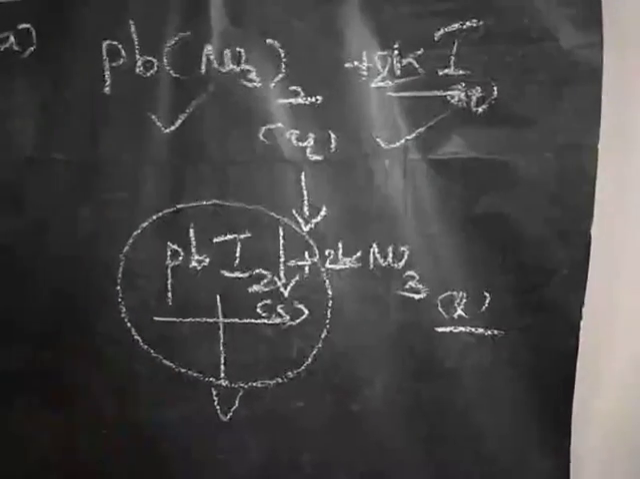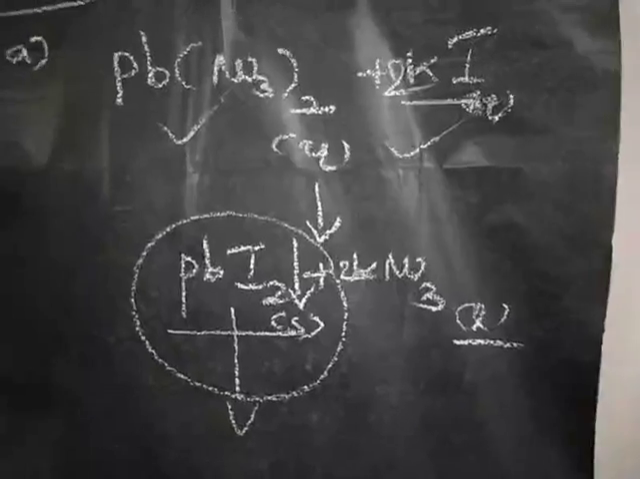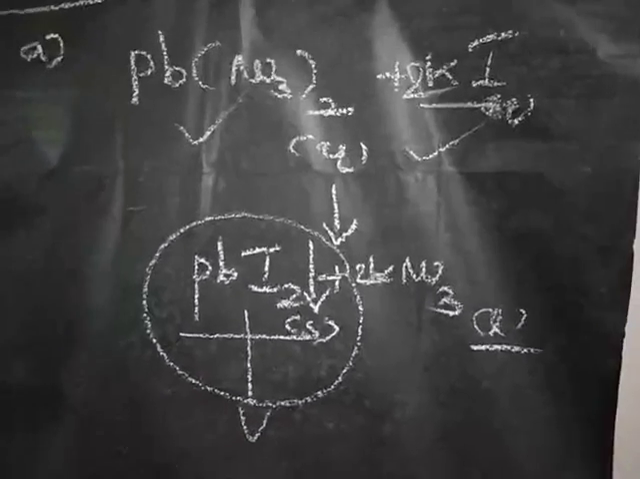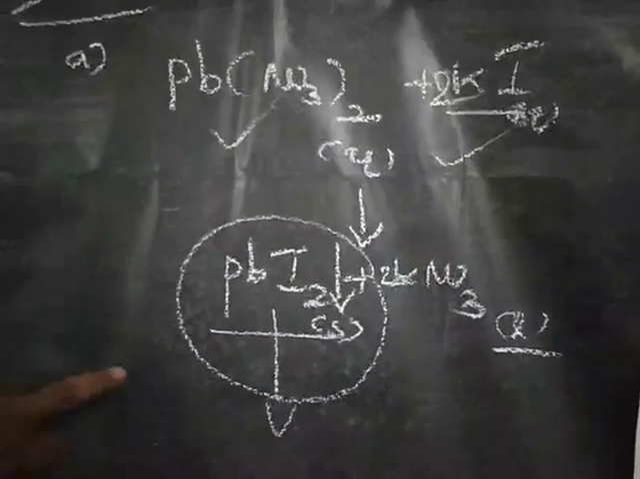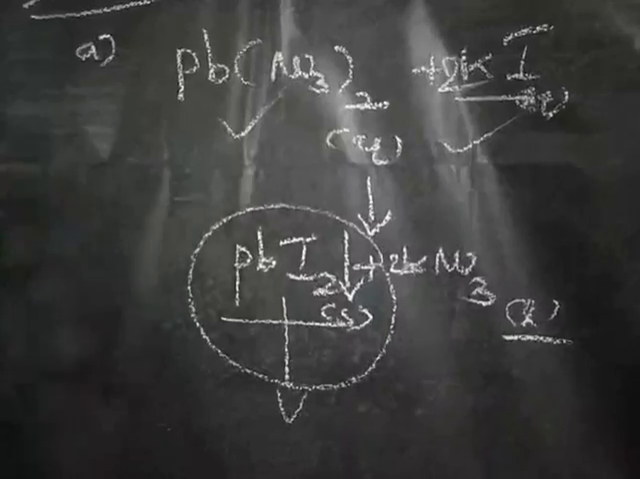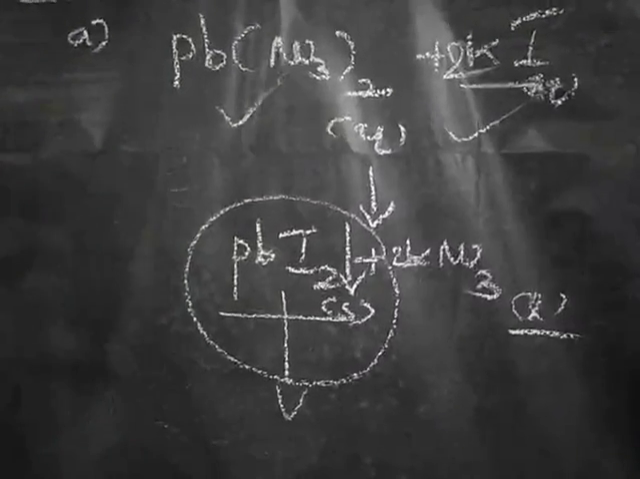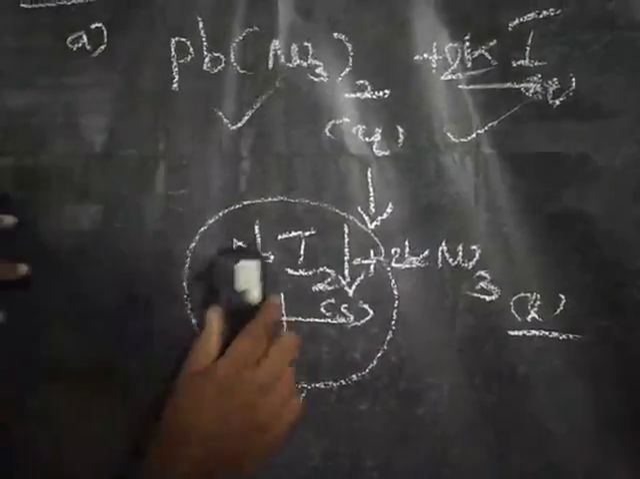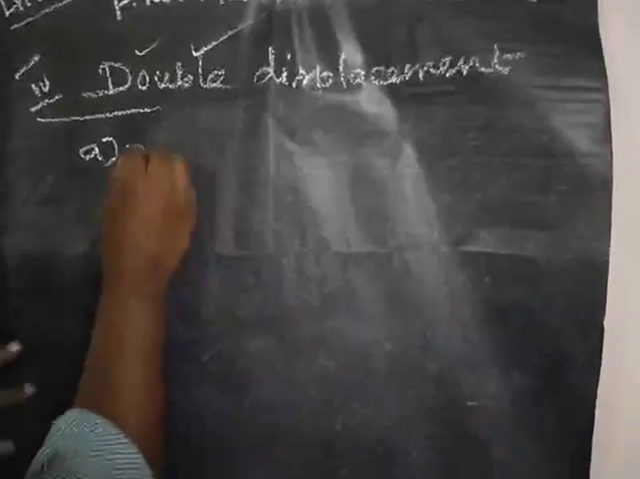What is the color of lead iodide? Yellow precipitate. So this is an example of precipitation reactions. Next, neutralization reaction. What is meant by neutralization? We have already studied it in the lower section.